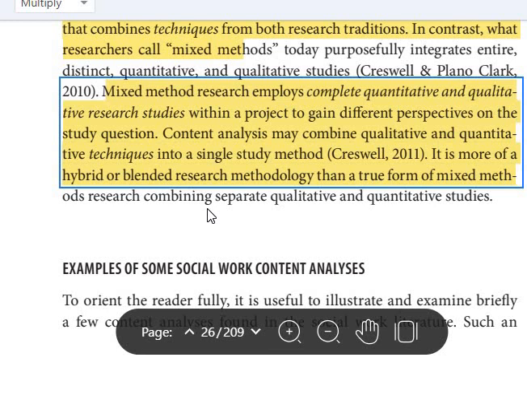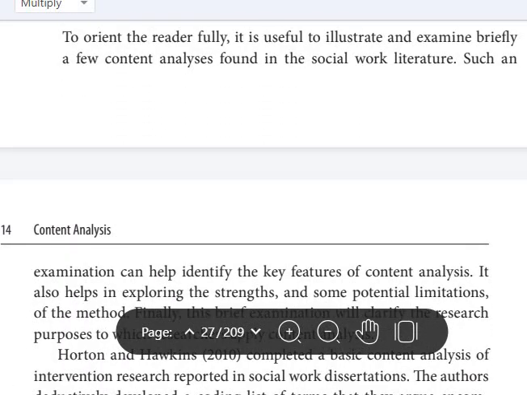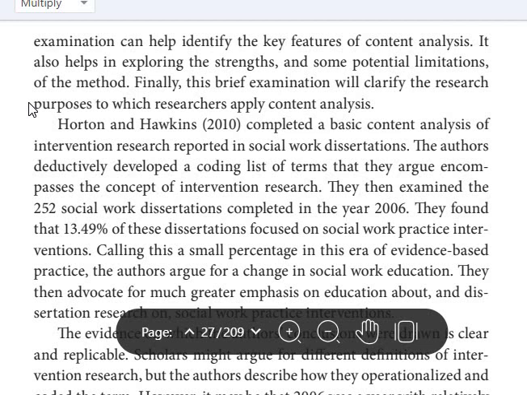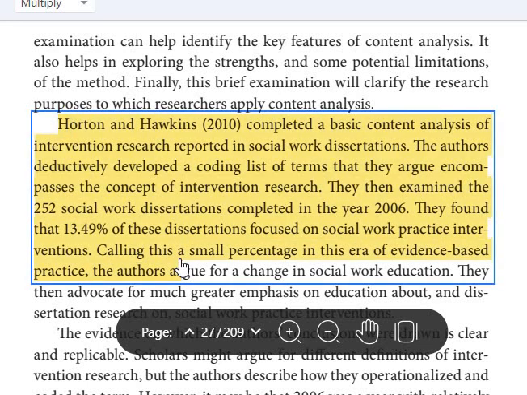If you want to go to some examples of social work content analysis, we've got an example here on Horton and Hawkins. Horton and Hawkins completed a basic content analysis of intervention research reported in social work dissertations. So they only focused on dissertations made in the field of social work, and they wanted to analyze the intervention research. They deductively developed a coding list of terms that they argue encompasses the concept of intervention research.